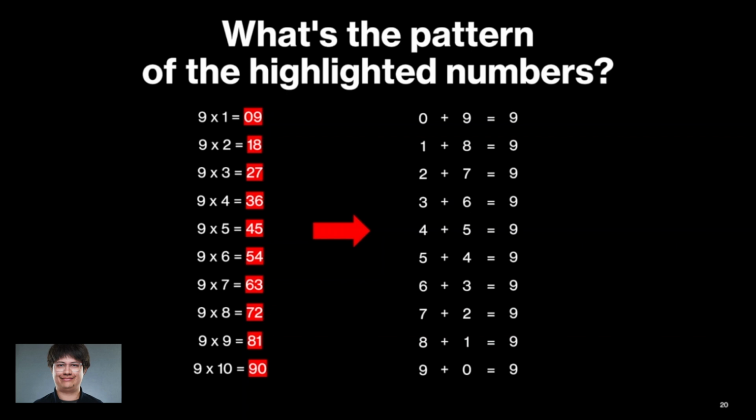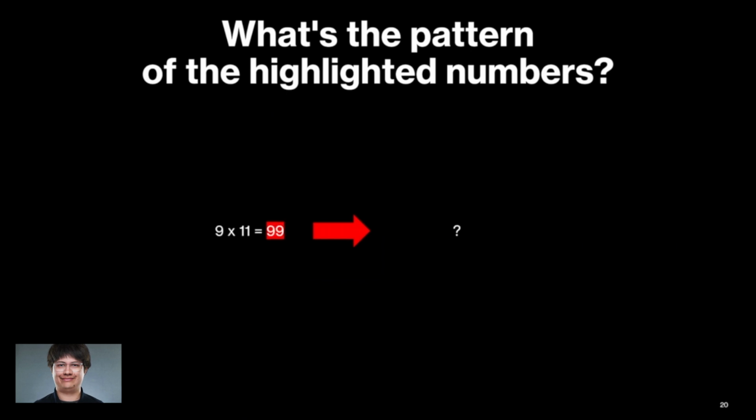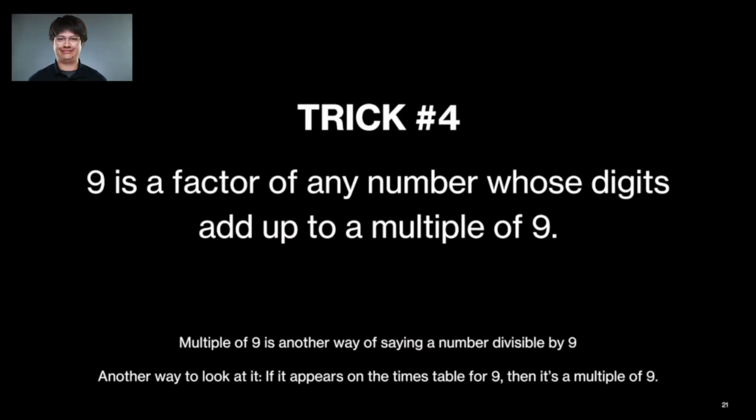What if we kept going with like 9 times 11? It gives me 99, and combining the digits gives me 18. But isn't 18 a multiple of 9? It is, so this leads into our fourth trick. Trick number 4 says 9 is a factor of any number whose digits add up to a multiple of 9.